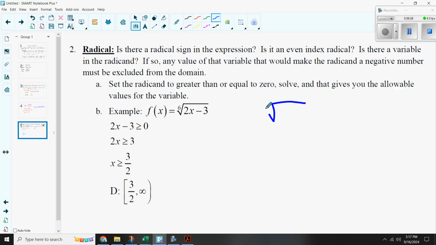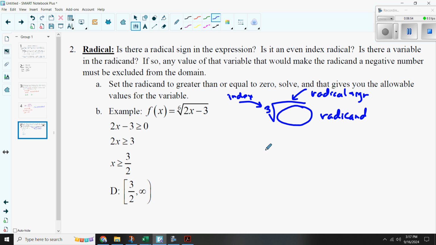The little number that we put here is called the index, and what is under the radical sign is called the radicand. It's a good idea to understand these terms. So this is the radical sign, and this is the index. Now I'm just going to use a couple of simple examples here.